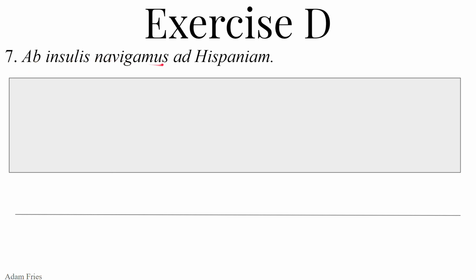Navigamos, first person plural, mus ending, present tense of navigo, navigare, navigavi, navigatus, meaning to sail. We sail from the islands, movement, separation, away from the islands. Ad means to or towards, and takes the accusative case showing motion. Hispania, ae, feminine, means Spain. Hispaniam is the accusative to go with the preposition ad, showing motion towards, to Spain. So we are sailing from the islands to Spain.